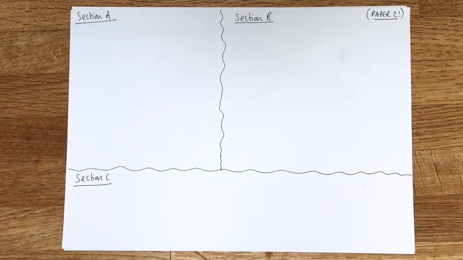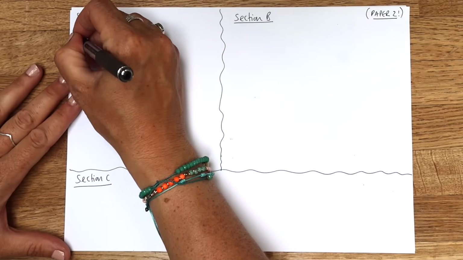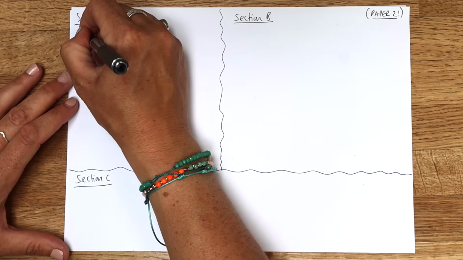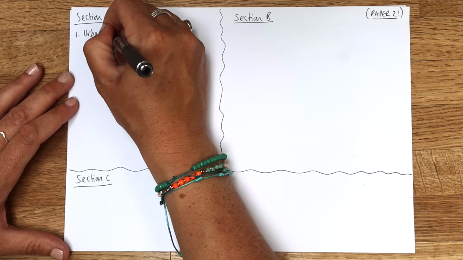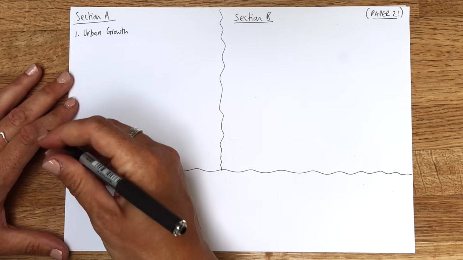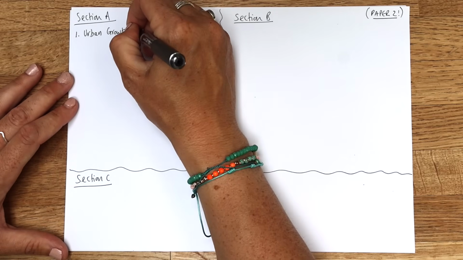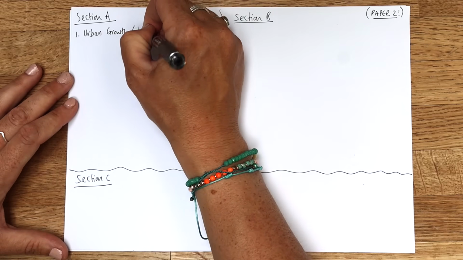Now paper 2 can be a bit tricky compared to paper 1, so I just want to get rid of all the confusion and make it as simple as possible. In the first section, they will ask you about urban growth. Okay, so it'll be something to do with cities or growth of megacities around the world. So that's a global question that could come up.